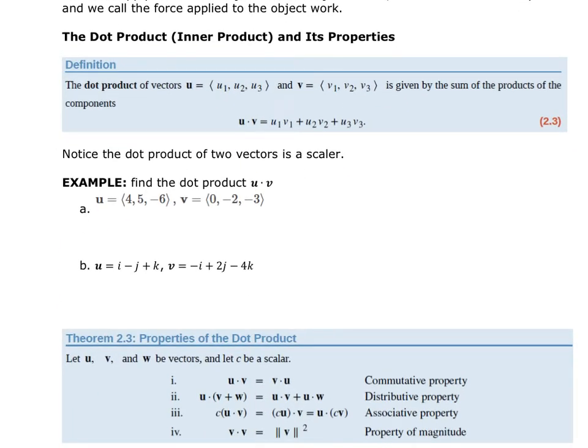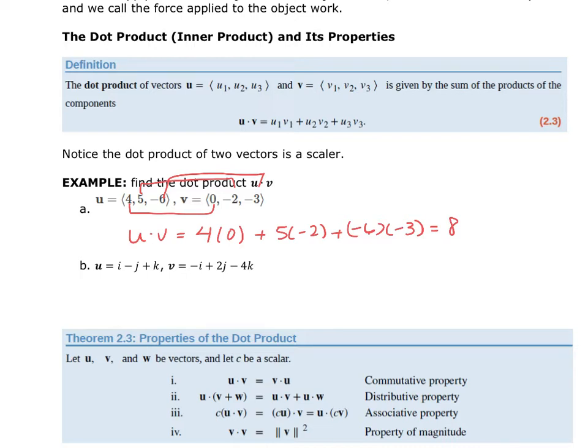So if I'm asked to find the dot product of these two vectors, then I'm going to multiply the 4 and the 0. So u dot v is going to give me 4 multiplied by 0 plus the 5 multiplied by the negative 2, plus the negative 6 multiplied by negative 3. So that gives me 0 plus negative 10 plus 18. So my answer is 8. Now notice my dot product produces a scalar.